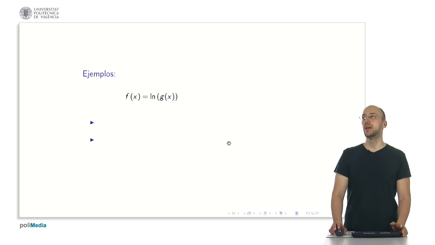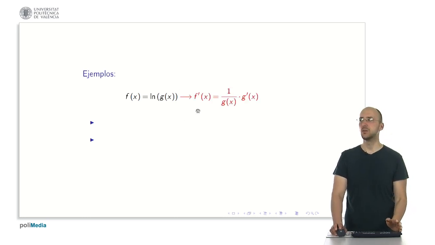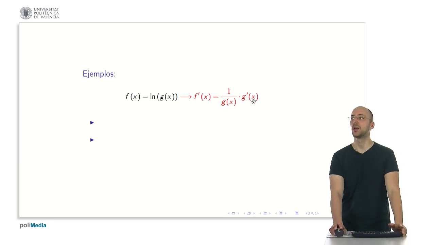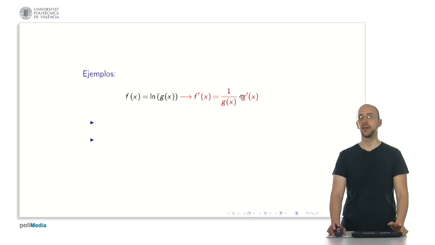Now let's consider the example of the natural logarithm of a certain function, g of x. Recall that the derivative of the natural logarithm of x is 1 over x. In this case, it is 1 over g of x. The function that's within the parentheses moves down to the denominator without any differentiation. It's crucial not to alter this function in this case. Then you multiply it by the derivative of g of x.